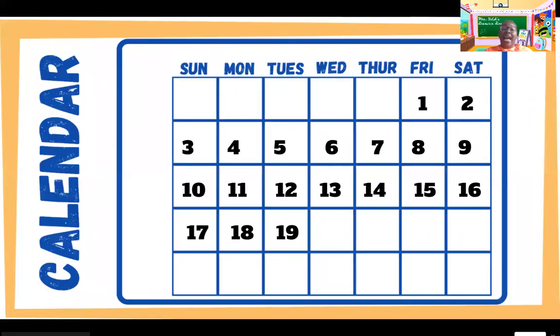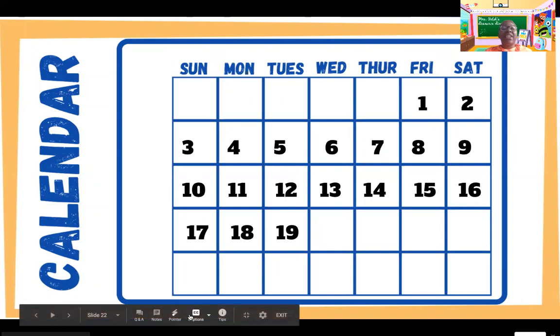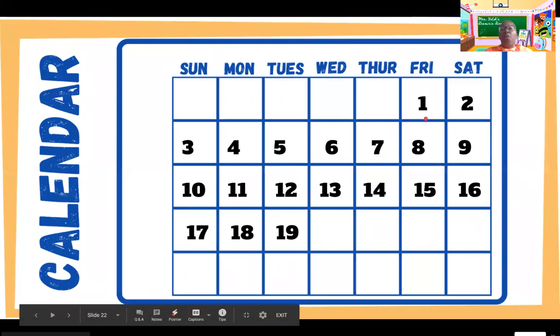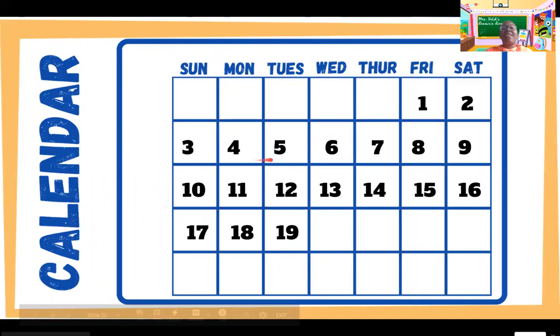Let's take a look at our calendar. Remember, the calendar assigns one number to every day of a month. Let's count together. 1, 2, 3, 4, 5, 6, 7, 8, 9, 10, 11, 12, 13, 14, 15, 16, 17, 18, 19. What comes after 19?